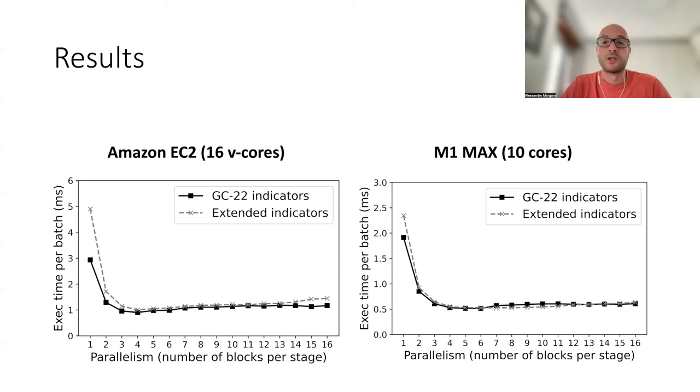These graphs show how the execution time changes with the parallelism on an Amazon EC2 instance with 16 virtual cores on the left and on an ARM M1 Max laptop with 10 cores on the right. In both cases, we notice that Noir scales significantly when moving from a parallelism of 1 to a parallelism of 4, and then at a certain point, it flattens out. But that happens when we achieve a maximum throughput of over 1,000 batches or 10 million events per second on Amazon EC2 and almost 20 million events per second on the laptop.